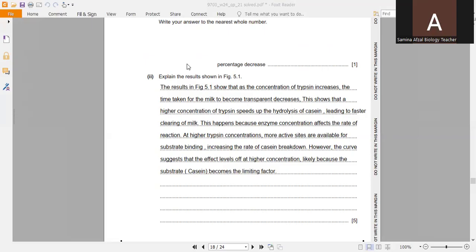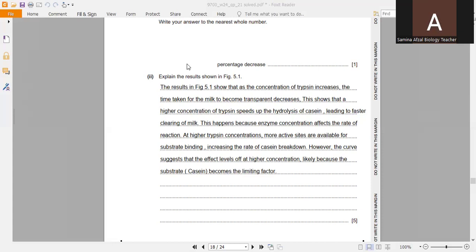With a higher trypsin concentration, there are more active sites available to break down casein molecules simultaneously. This speeds up the process of hydrolysis, resulting in the milk becoming transparent more quickly.